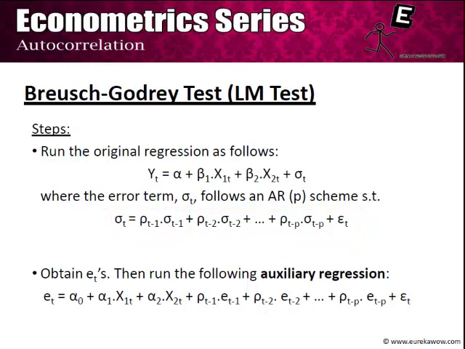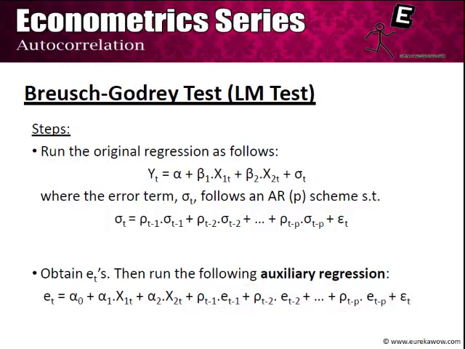What we have to do in order to calculate the Breusch-Godfrey test is to run the original regression as follows, that is yt as a function of alpha plus beta 1 x1t plus beta 2 x2t plus sigma t. We then obtain the ETs and run the following auxiliary regression. We express the ETs as a function of all the independent variables considered in the original regression, that is x1t and x2t in this case, and also of all those error terms which determine this period's error term. So if we are considering an AR(p) scheme, then we will take error terms up to previous periods.